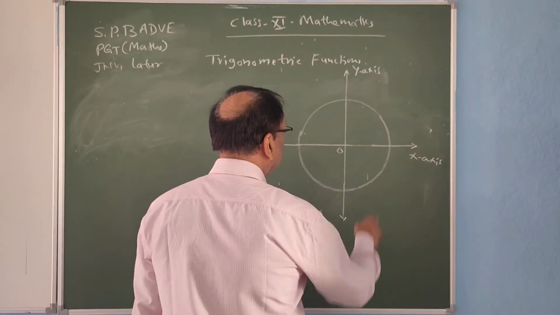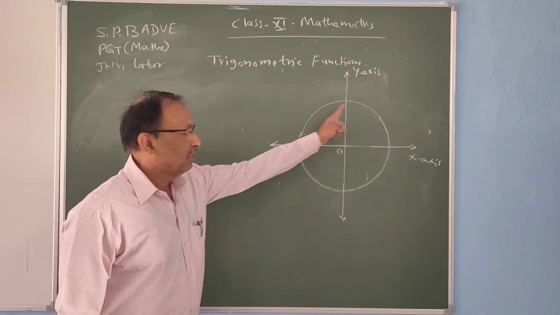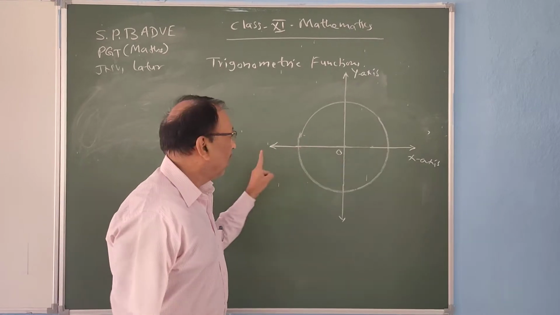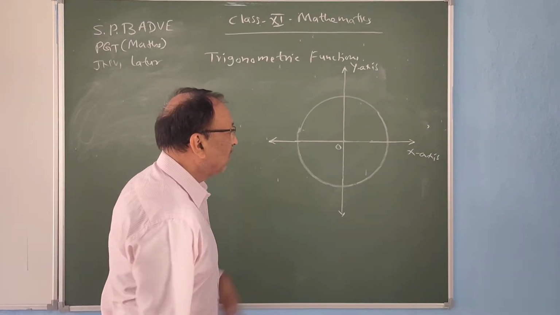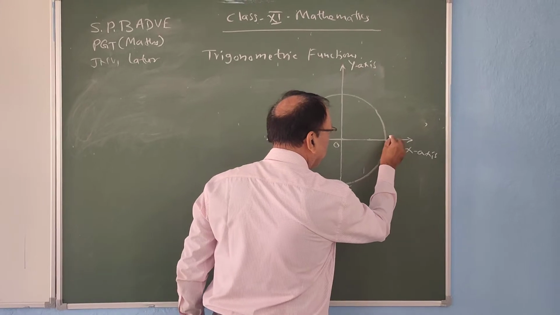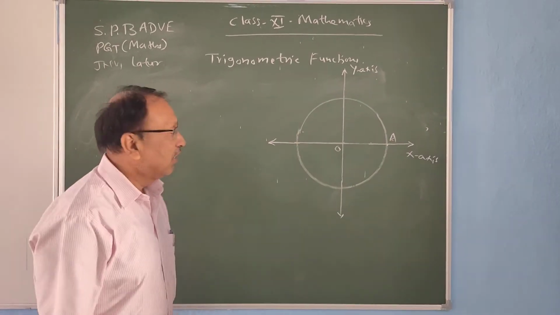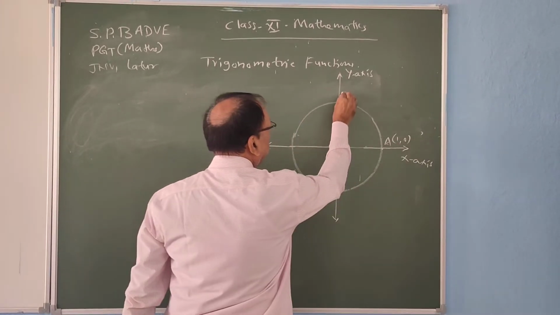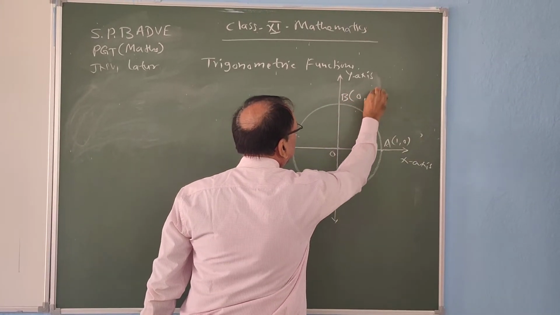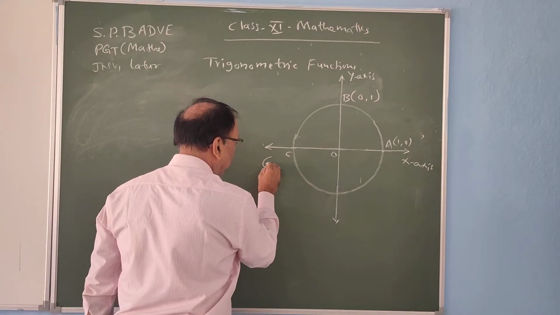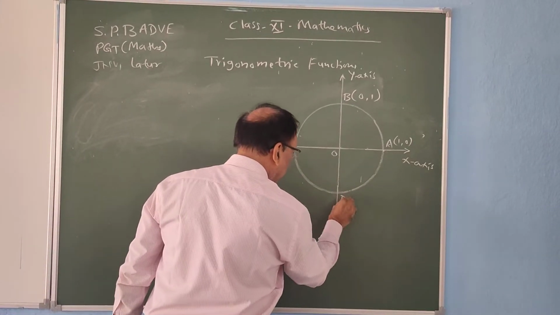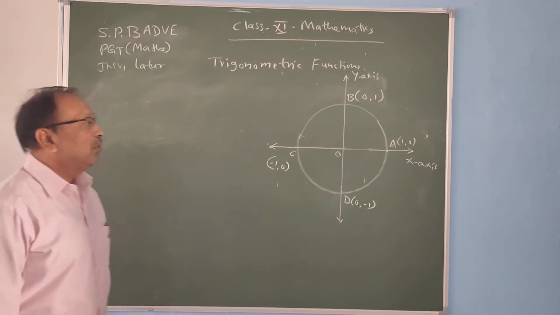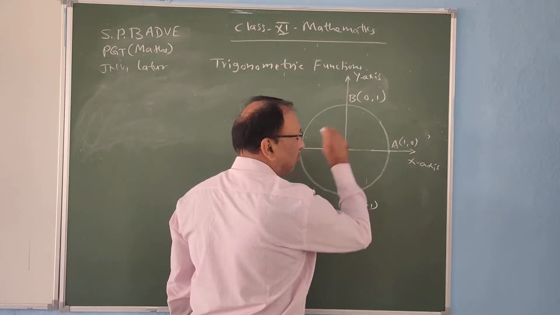Now, see, here I have drawn a unit circle of radius 1 unit, having center at the origin, with the x-axis and y-axis. This is the point A, where the circle intersects the x-axis. The coordinates of point A are 1, 0. That of B are 0, 1. C will be minus 1, 0. And D will be 0, minus 1. Okay. Now let us see the first quadrant.